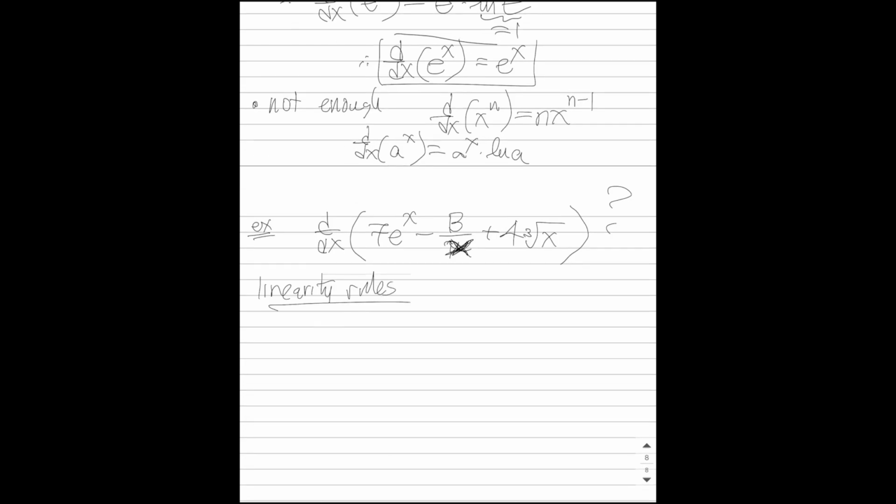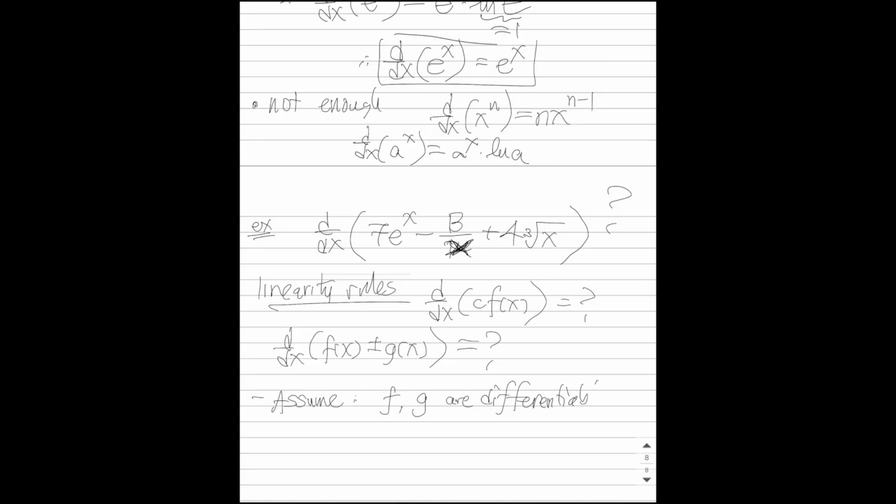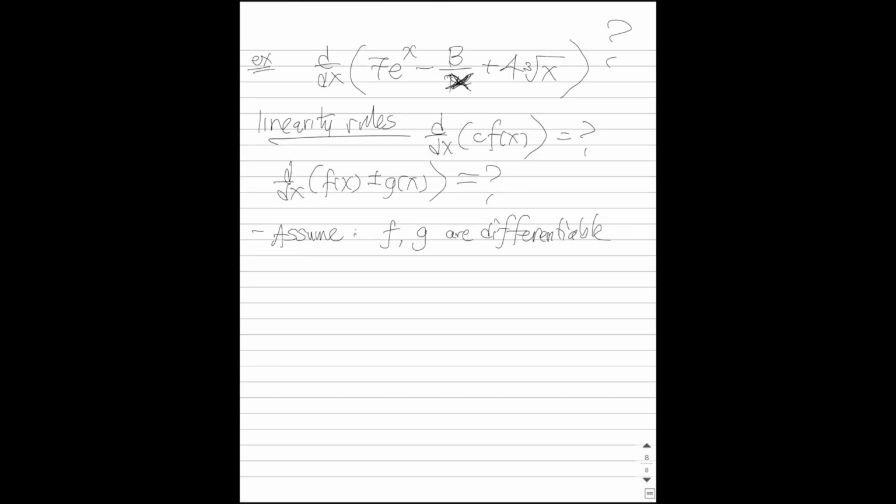So these are what are called the linearity rules. Is it possible for me to take the derivative of a constant times a function? Is it possible for me to take the derivative of a sum or a difference of two functions? And the answer is it's definitely possible, but there's one thing you have to make an assumption. You have to assume that the functions f and g are differentiable. Because if they're not, then it really doesn't make any sense to talk about their derivatives.